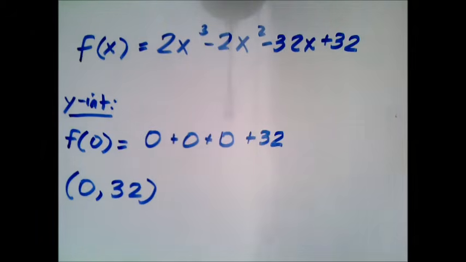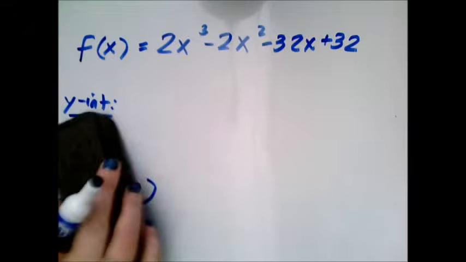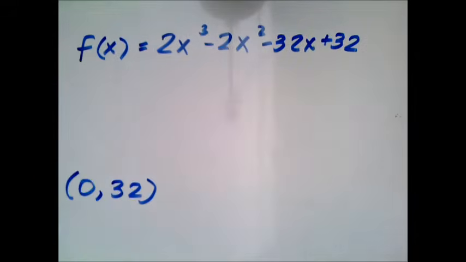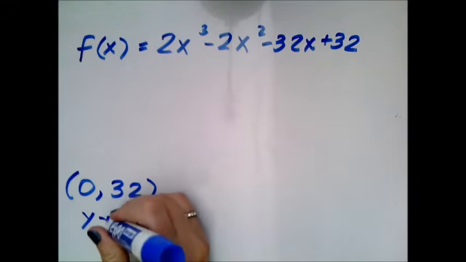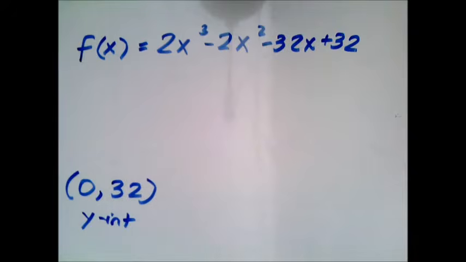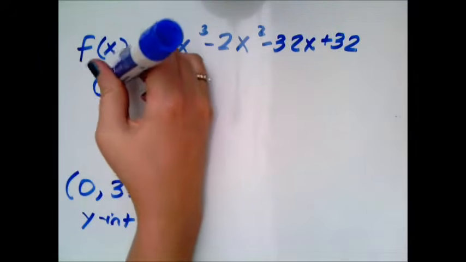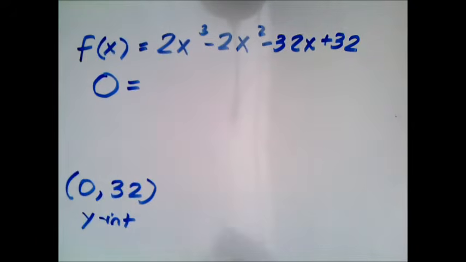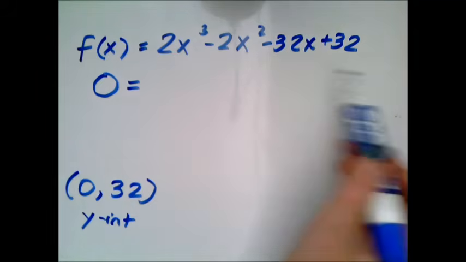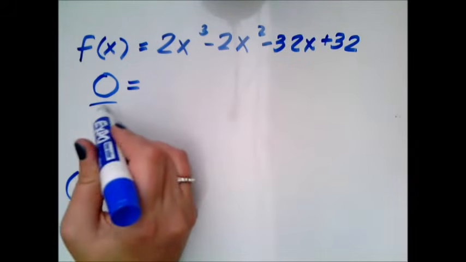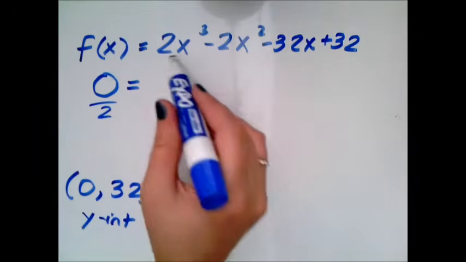All right, for x-intercepts, we need to set the output equal to 0, the y value. So that's a little harder because I have to set the whole thing equal to 0. So then let's see, are there any common factors? Is there anything I can do here? So I could factor out a 2, it looks like, or I could even divide everything by 2 because 0 divided by 2 will still be 0.